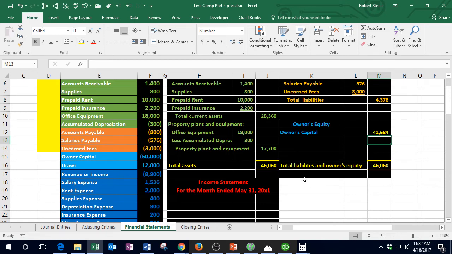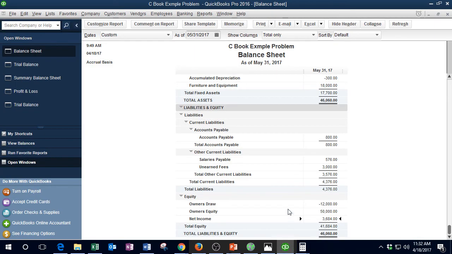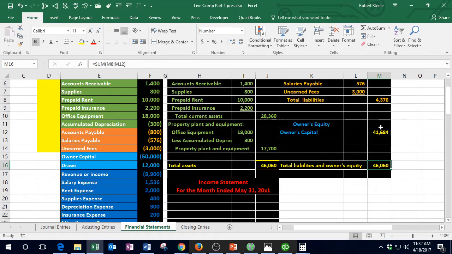I picked up the income statement. Now we're in balance because the total assets equal the equity plus the liabilities. Now let's go to QuickBooks. QuickBooks will do that for us. The 41,684, the 46,60 is the liabilities plus the equity, which equals the assets. So the handy thing about QuickBooks is it'll never let us be out of balance. It won't let me make the multiple mistakes that I made over here, right?